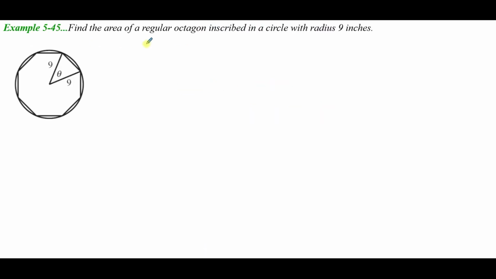All right, so here we want to find the area of a regular octagon inscribed in a circle with a radius of 9 inches. So here we're talking about an octagon, and we've been talking about triangles. So what I want you to think about here is that we can divide this octagon up into 8 different triangles. This is a regular octagon, so I know all of the triangles are equal. So we can think about the area of the octagon would just be 8 times the area of each triangle.